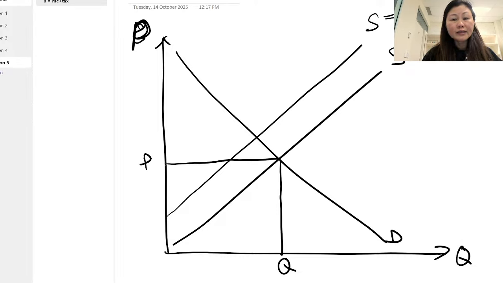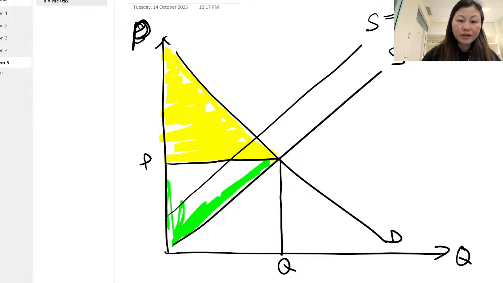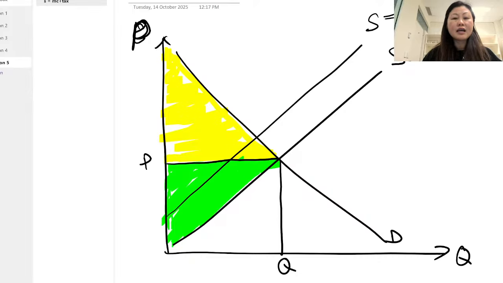So we know that before the tax is implemented, our consumer surplus is the area below the demand curve and above the price. So that's our consumer surplus. Our producer surplus is the area above the supply curve and below the price. That's our producer surplus. And now we have tax.